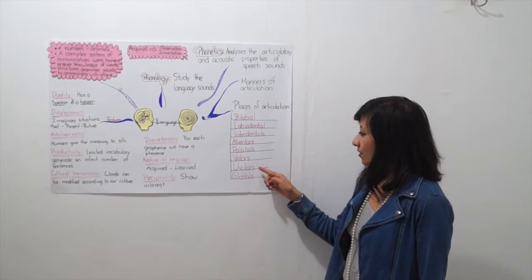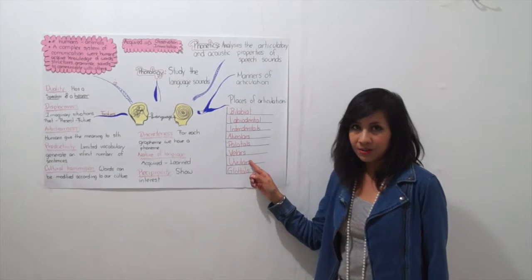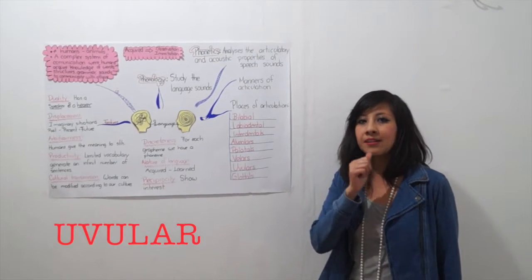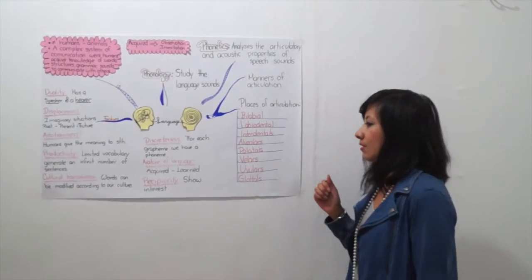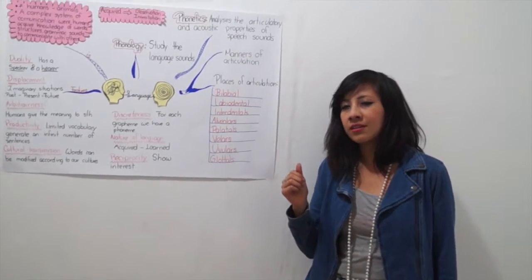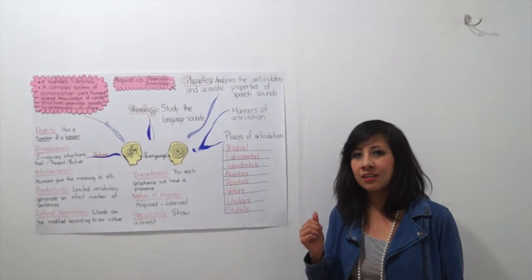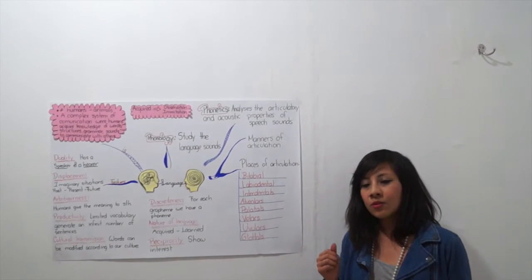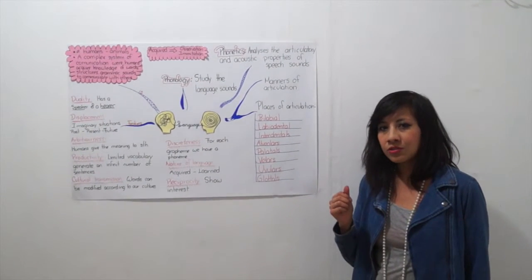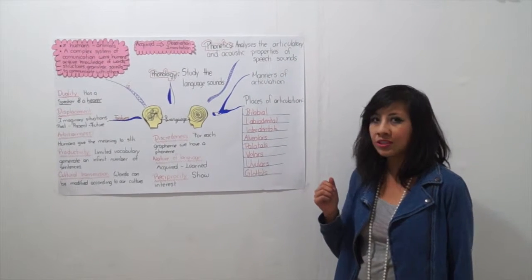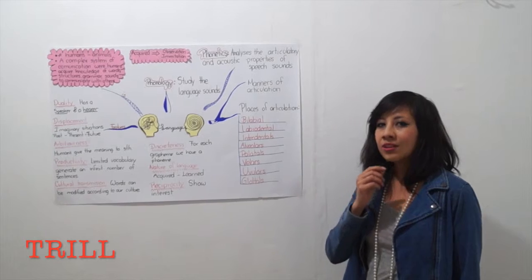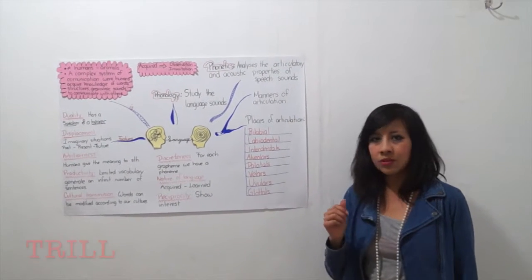The other one is uvulars. When we raise the back of the tongue to the uvula, but we don't use them, it's very rare to use them in English. We use them more for the French language or Arabic sounds, not for English. For example, we can touch our uvula.